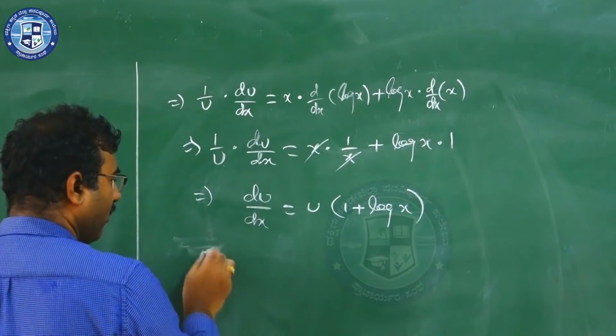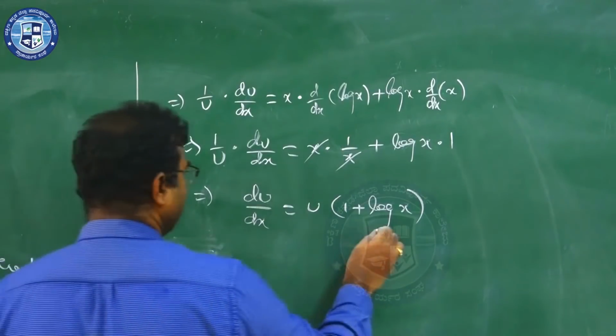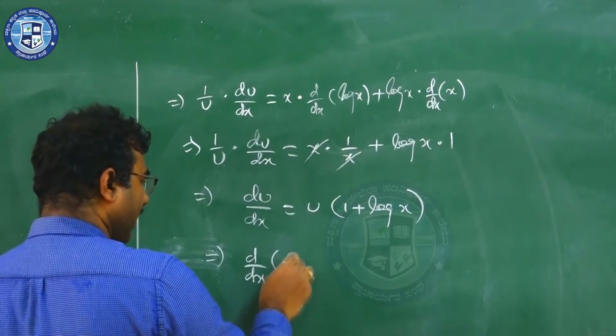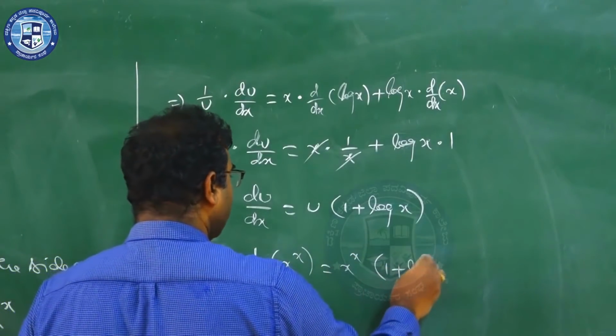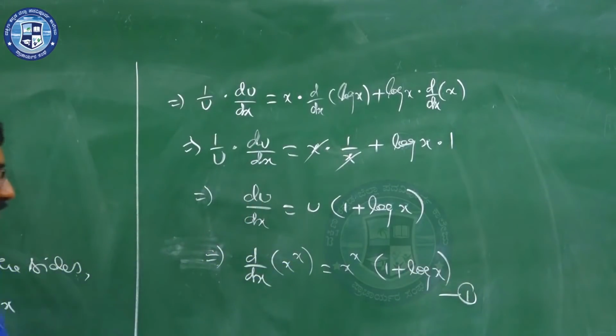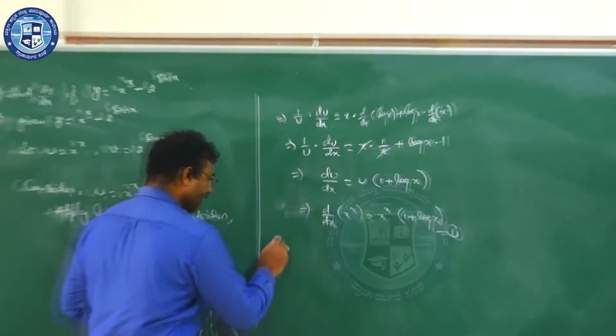Therefore, du by dx is enough. Here u means x power x, so du by dx is x power x into (1 plus log x). You take it as that. Similarly, we consider v is equal to 2 power sin x. Again, consider.